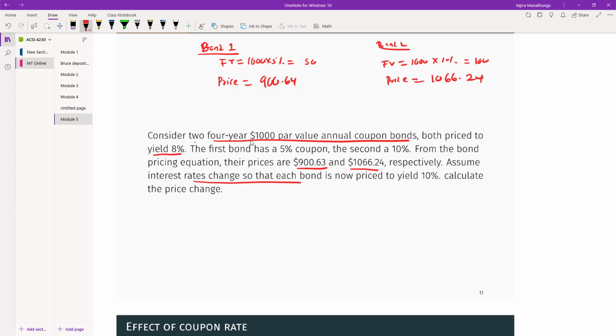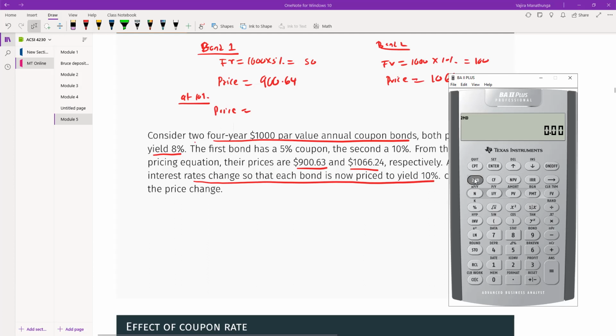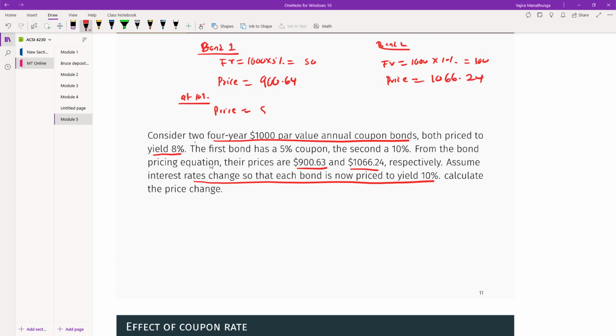Assume rates change so that each bond is now priced to yield 10%. Okay, so calculate the price change. So at 10%, what's the price? Let's use our calculator. I have coupon 50, 1000 future value, N of 4, 10% for I/Y, compute present value, 841.